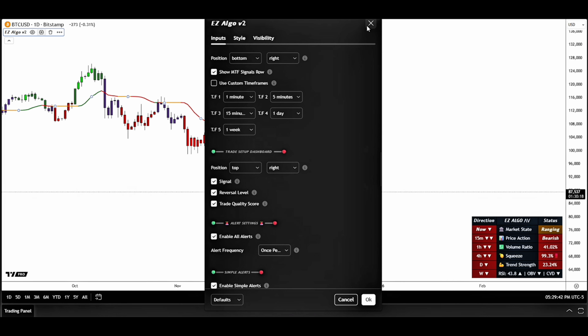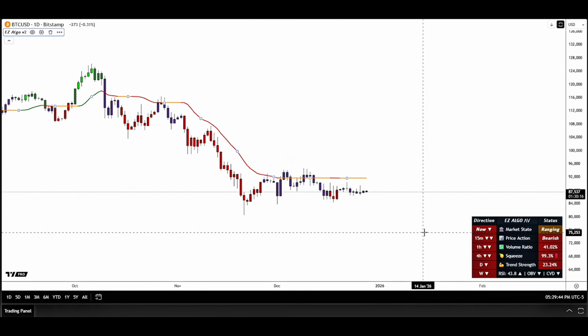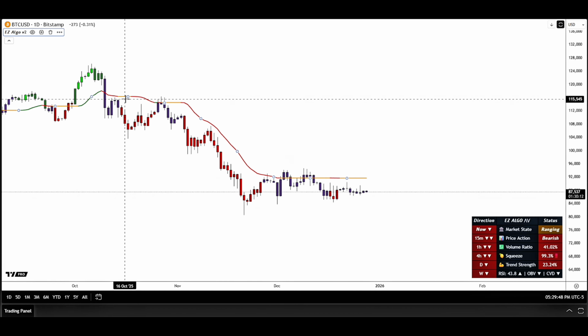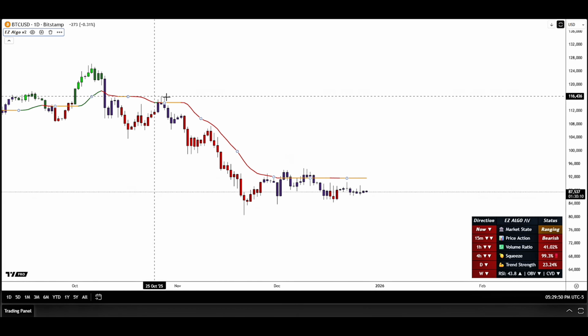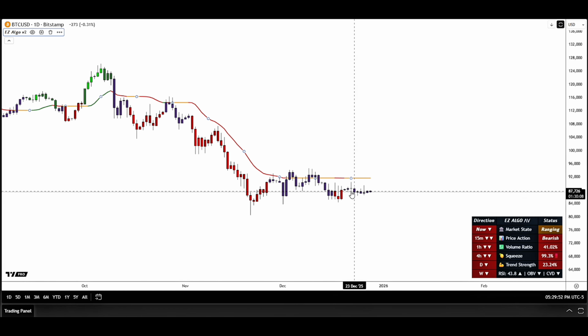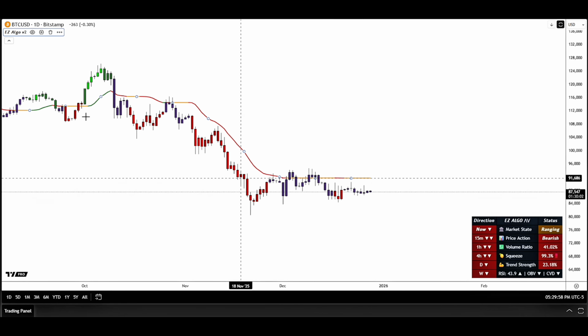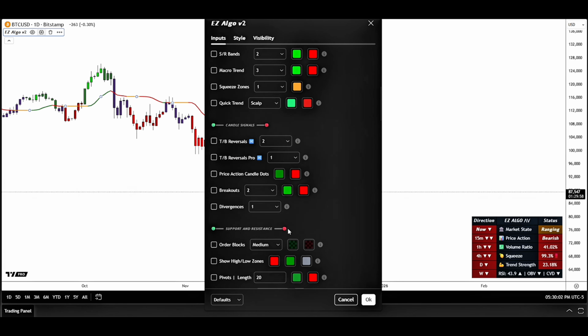Now the data dashboard tells us a few different things. It tells us the market state. Basically, it works off of our market state trend line right here. So right now it's yellow. It's telling us that the market is just going back and forth. It's ranging.